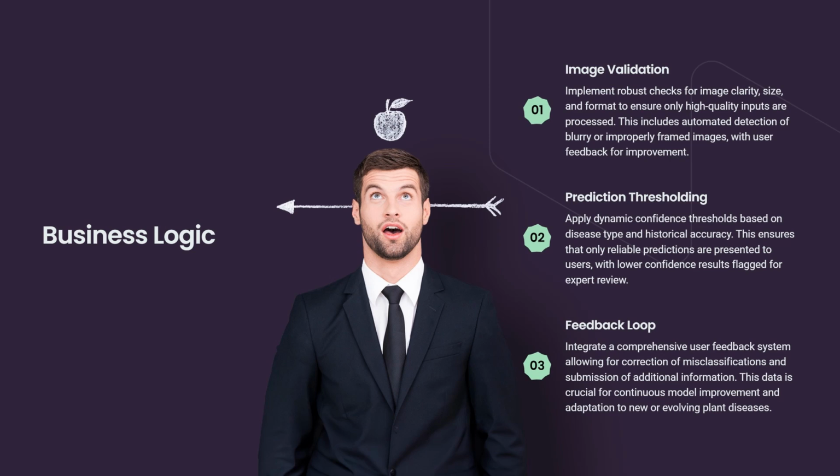The second one would be the prediction thresholding, which applies a dynamic confidence threshold based on the disease type and historical accuracy. This ensures that only reliable predictions are presented to the user, with lower confidence results flagged for an expert review. The third one would be the feedback loop, which integrates a comprehensive user feedback system, allowing for correction of misclassification and submission of additional information. This data is crucial for continuous model improvement and adaptation to new or evolving plant diseases.